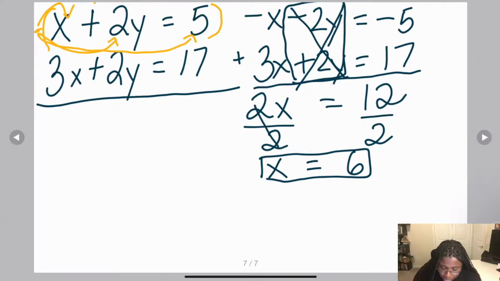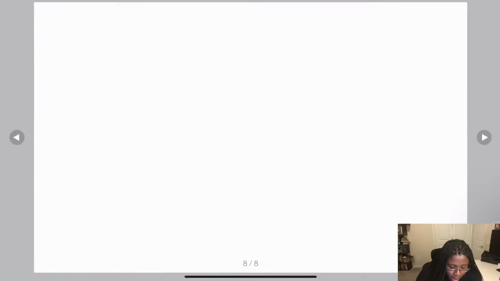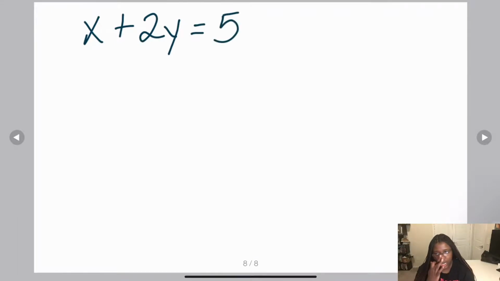So if I go to my next one here, I'm going to use that top one, x plus 2y equals 5. Always use your original. It's always easier. Use your original equation. Use either one. I'm just using x plus 2y equals 5 because I think it's easier. So we found that x was equal to 6.